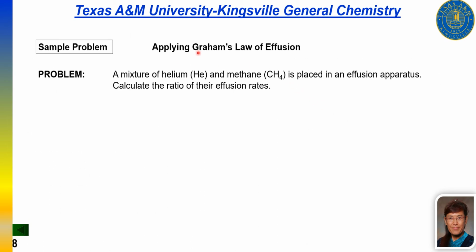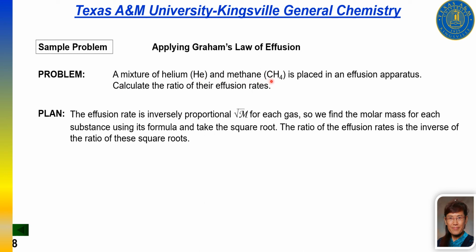So let's practice Graham's law of effusion. Your problem is a mixture of helium, He, and methane, CH4. Both of these gases are placed in an apparatus to allow effusion to occur. Calculate the ratio of the effusion rates for the two gases. You have your methane, you have your helium. I want to calculate the effusion rate ratio between these two gases. Your plan: the effusion rate is inversely proportional to the square root of the molar mass. Therefore, we can calculate the molar mass for each substance. If you have an atom, just find the atomic mass. Then you take the square root to determine the effusion rate, and then you take the ratio of the effusion rates.